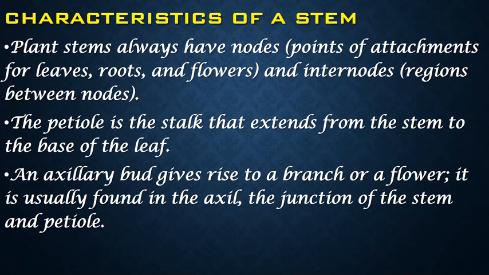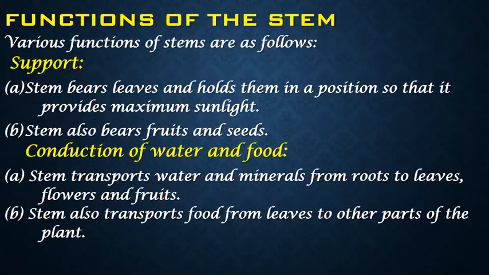The petiole is a stalk that extends from the stem to the base of the leaf. An axillary bud gives rise to a branch or a flower. It is usually found in the axil, the junction of the stem and petiole. These are some of the characteristics of the stem.